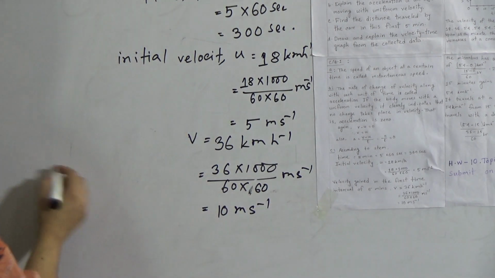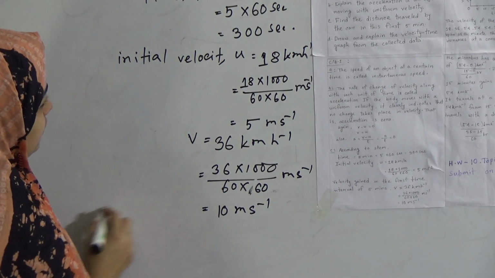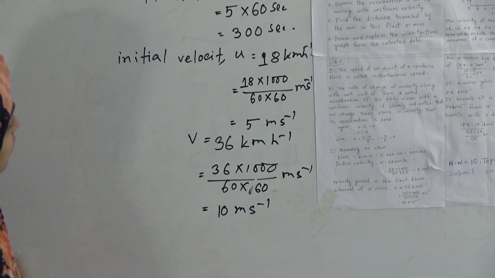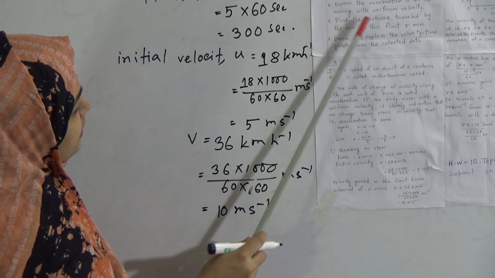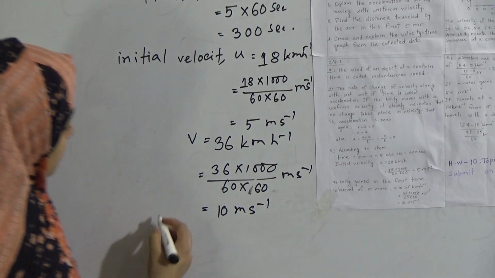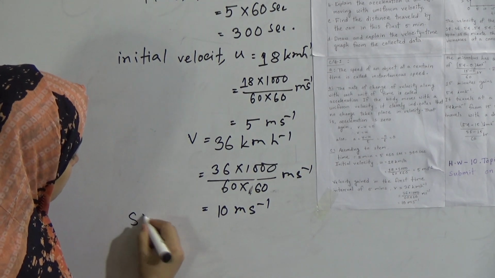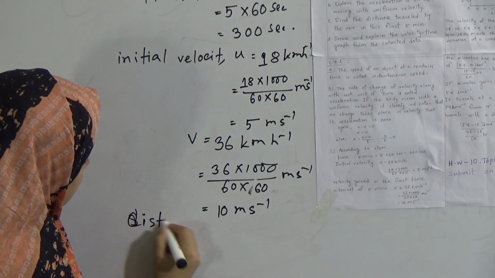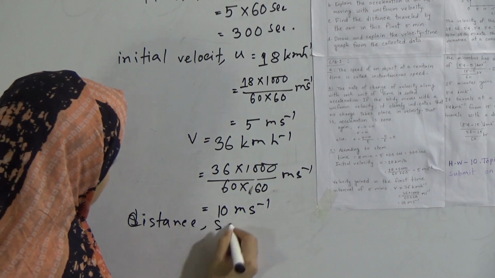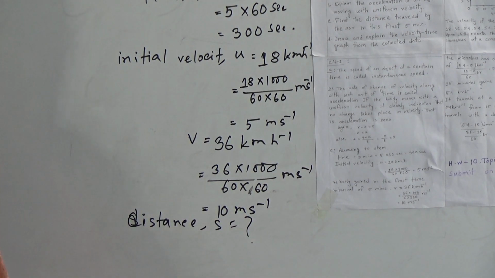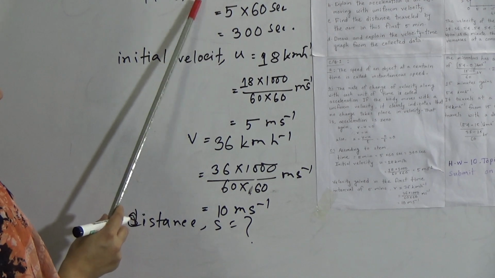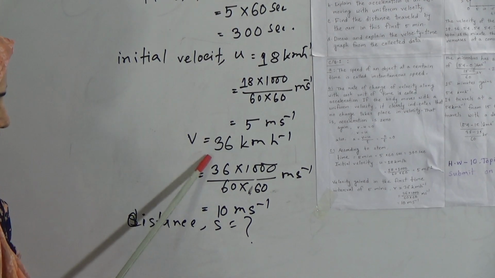Okay, and now we have to write the formula. We have to find out the distance. So distance is equal to what? We know, my dear students, here see, here given time, initial velocity, final velocity.